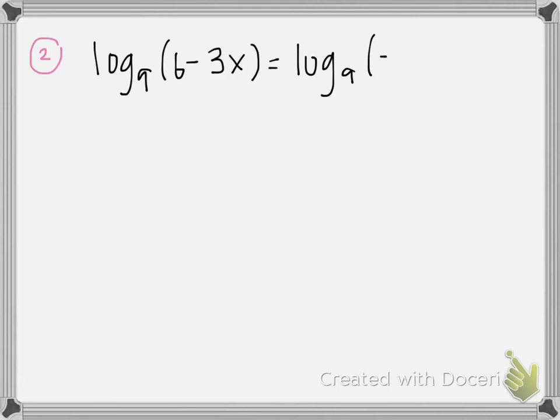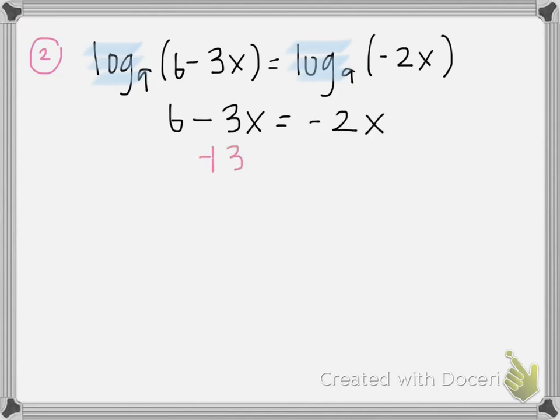So let's solve. Y'all do this one for me. So log base 9 of 6 minus 3x is equal to log base 9 of negative 2x. So y'all take a minute and try to do this one for me. Okay, so these are one single log on the left, one single log on the right, so I can set what's inside there equal to each other, and then I can solve.